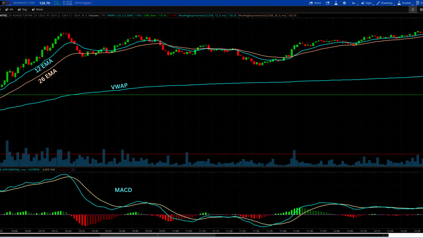Advanced optimization. To turn this into a professional-grade system, consider adding an R multiple target. For instance, if your stop is 10 cents below VWAP, your first profit target should be at least 20 to 25 cents away to maintain a healthy risk-to-reward ratio.